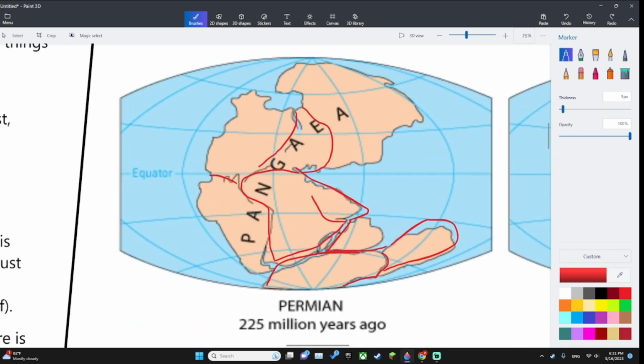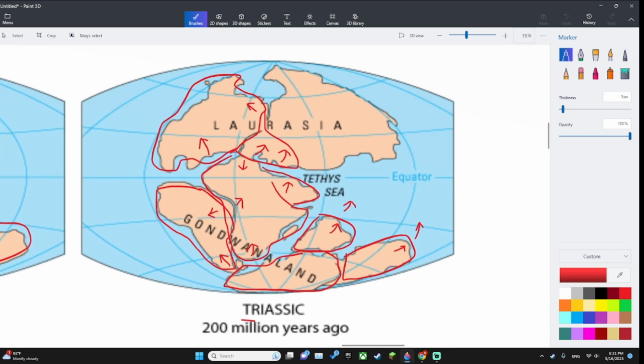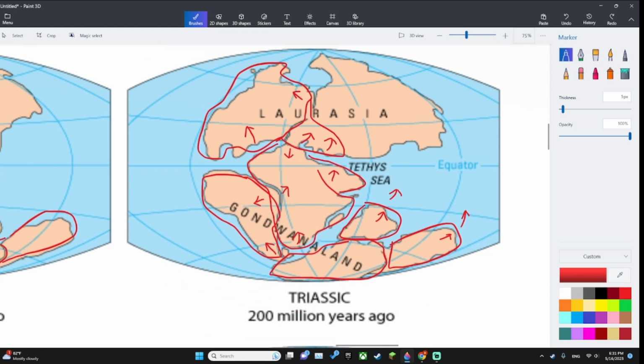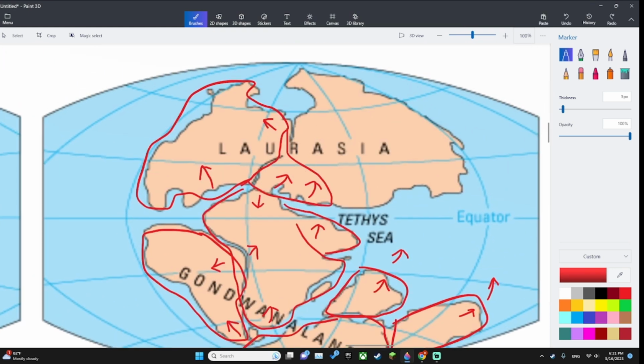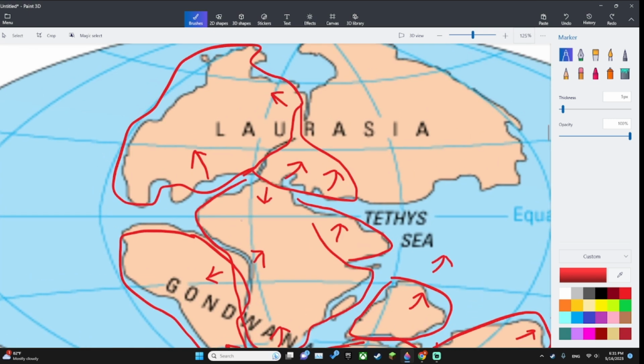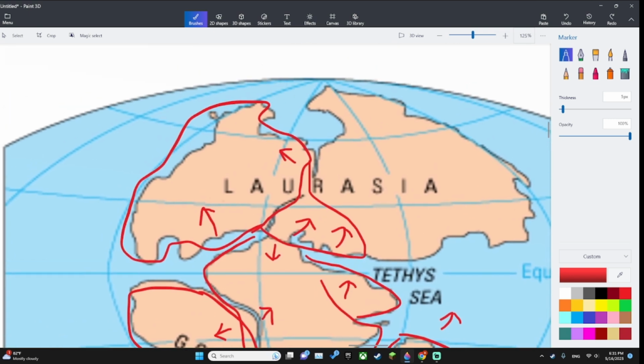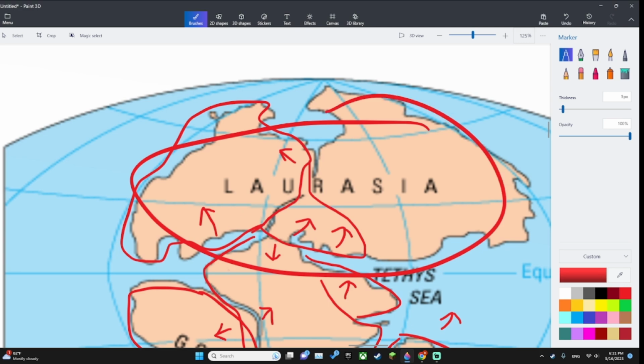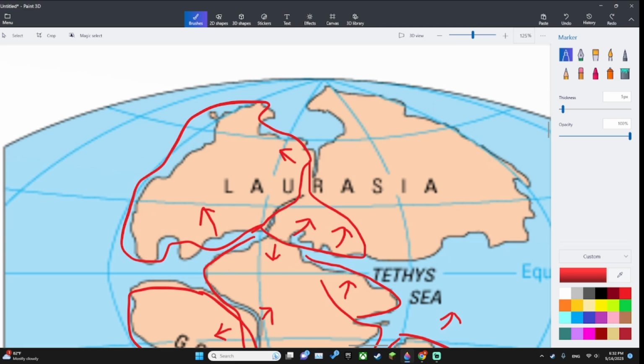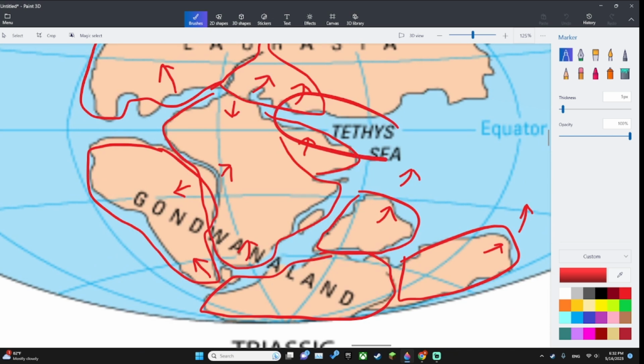And you can see here, it was all connected. But in the Triassic, start of the dinosaur ages, you can see everything splitting. You can see America splitting from Africa and Europe. This whole northern thing is called Laurasia. There's this cool sea, which is like the Mediterranean, Tethys, I guess. Down here, pretty complicated. They called it Gondwanaland.